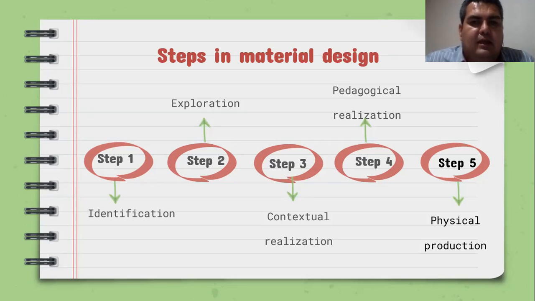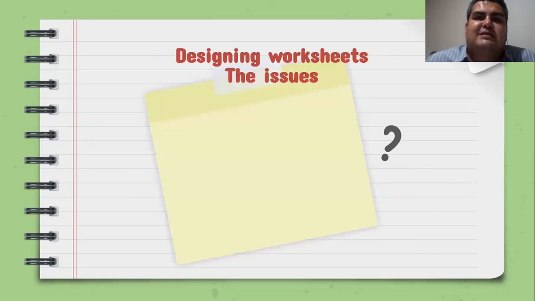We have the pedagogical realization. It is about finding appropriate exercises and activities and writing appropriate instructions for use. And lastly, the physical production. We have to consider the layout, the type, size, the visual reproduction, and everything that we need to use as a part of the material. And when we are designing the worksheet, there are some issues that we need to take into account.